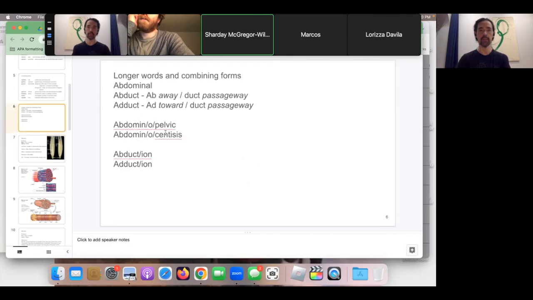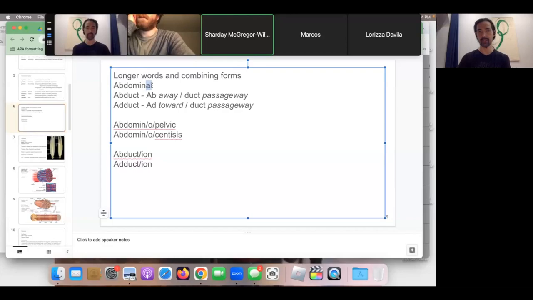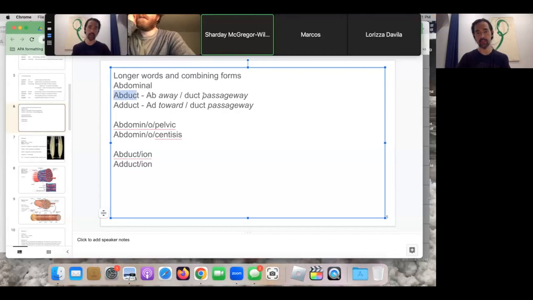Yeah, okay. So just some quick examples of longer words and their combining forms are abdomino, abdominal. So abdomen, abdominal, AL means pertaining to or related to. Abduct, ab away, duct passageway. Adduct, ad toward, duct passageway. Abdominopelvic, abdominocentesis, abduction, adduction.